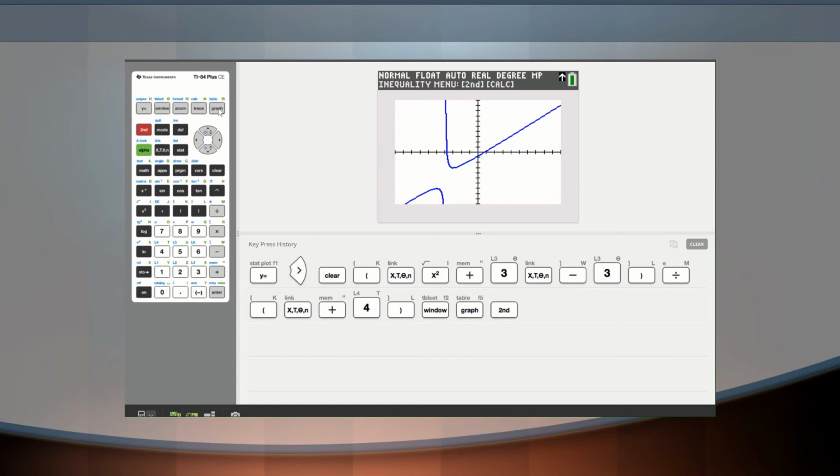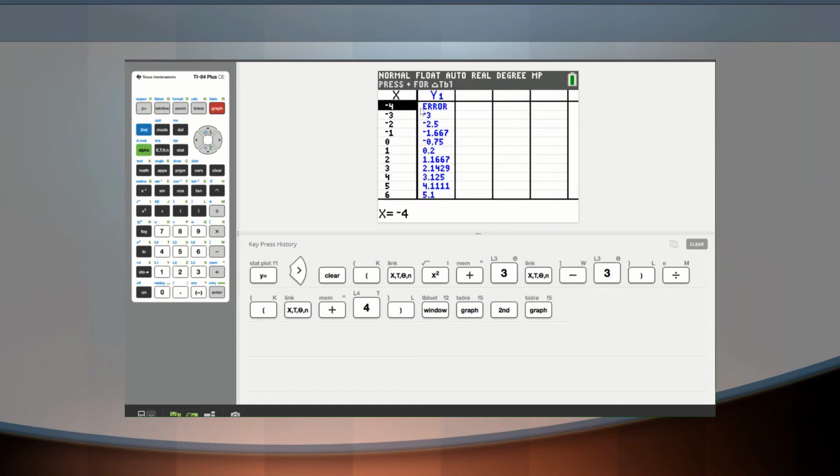Let's just take a peek at the table. I want to see what's happening at negative 4. There's my vertical asymptote, okay? And then you can see, going from negative 3, there will be my x-intercept, which would lie between negative 3 and negative 4, which we defined at approximately negative 3.8. And we'd have another x-intercept at about 0.8, and we see we got a sign change between 0 and 1.